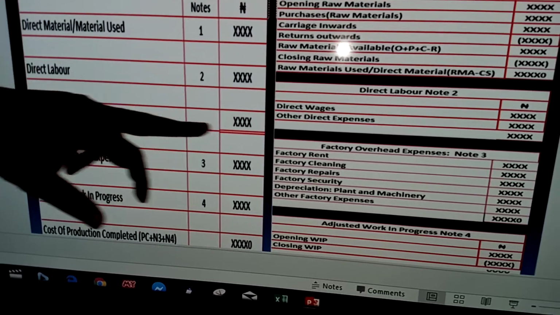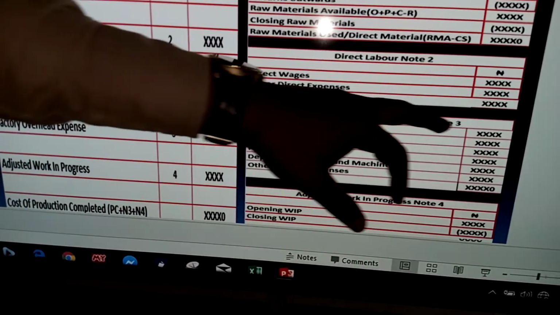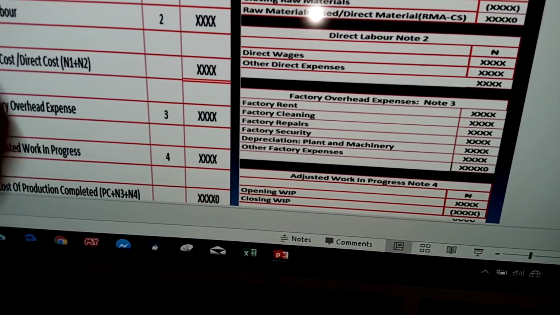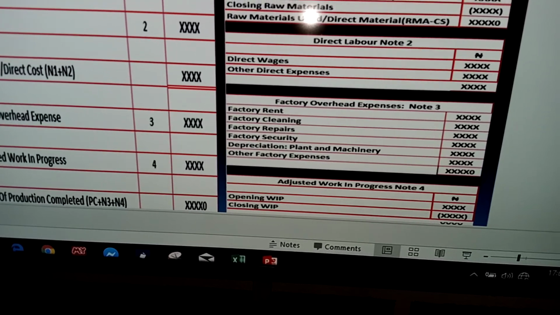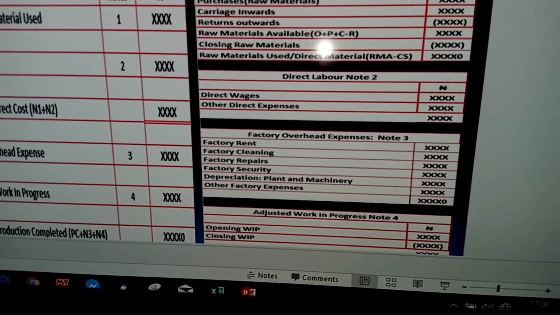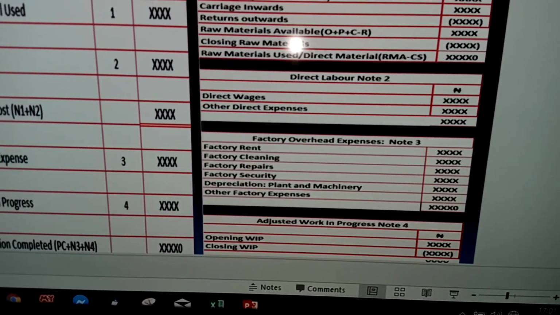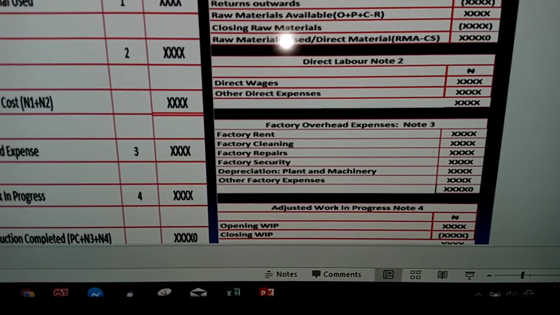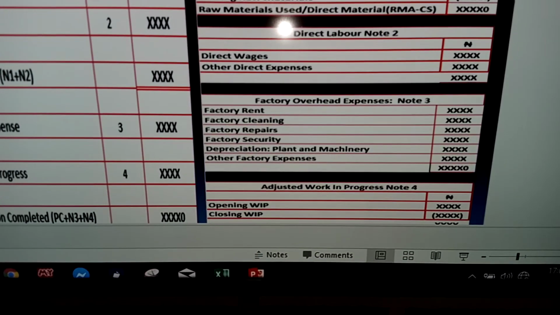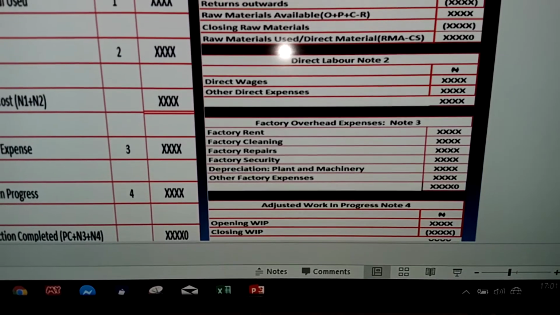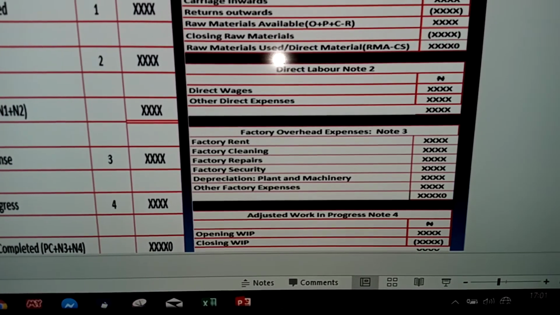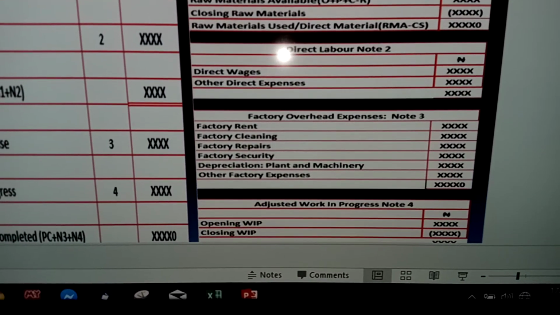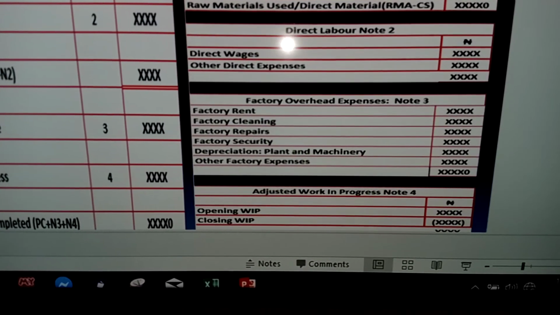You add this together, you have your prime cost, and your factory overhead. Look at it here. What are they? Factory rent, factory cleaning, factory repairs, factory security. Now we have depreciation of plant and machinery. I already explained what depreciation is. If you don't know what depreciation is, go to our depreciation class. Depreciation is the fall in the value of a fixed asset. So usually an asset is used over a period of time. So every year over that period of time, we take out a particular amount to reduce the cost of the asset. That we call depreciation, and that reduced cost is taken as an expense.